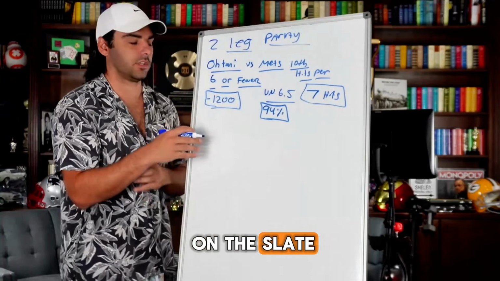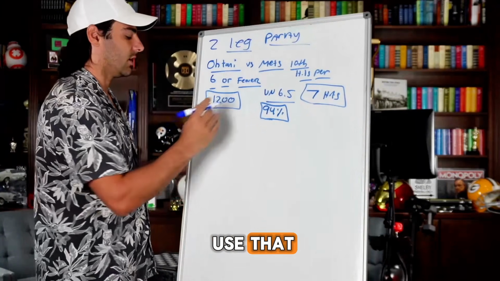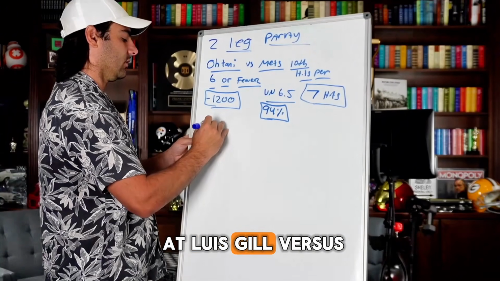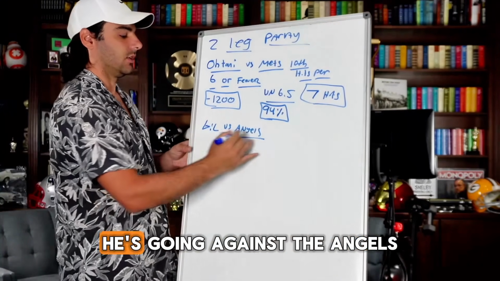There's not another ace on the slate, so I'm going to use another example of a favorable matchup just so we could use that. We're going to look at Luis Gil versus the Angels. Okay, Luis Gil's on the Yankees. He's going against the Angels.